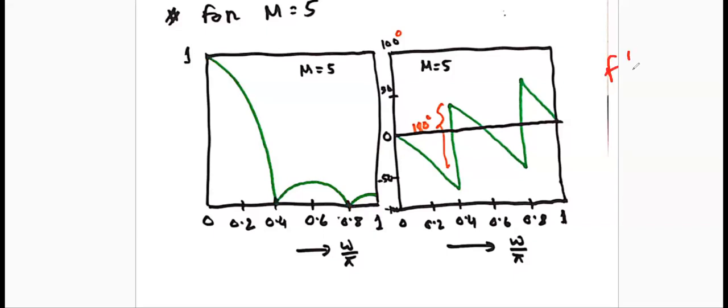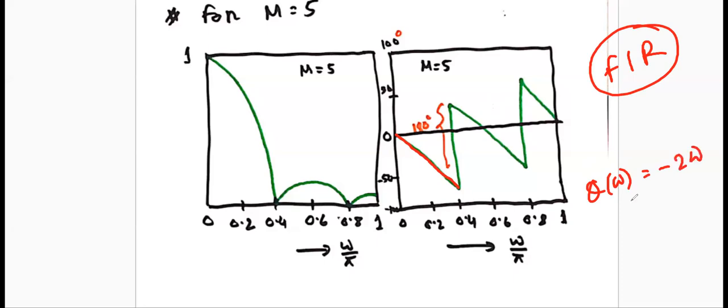In case of an FIR filter, this phase response is linear. And you can see that the phase response is equal to minus twice omega for 5 points. For m equal to 5, it was like minus twice omega. That means this is a linear phase filter.